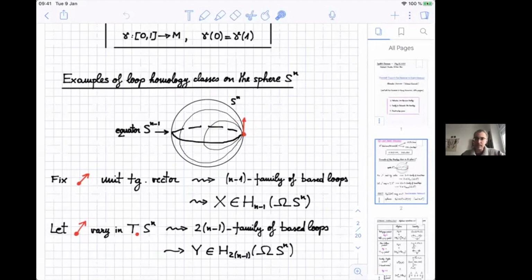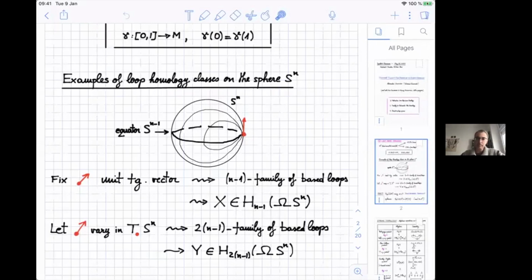This tangent vector determines a unique great circle, once you endow the sphere with a round metric. And there's an equator, S^(n-1), that is orthogonal to that great circle. Whenever you fix a point on the equator, that determines a unique plane that's orthogonal to the equator and passes through this point and the base point. That plane will determine on the sphere a based loop. So in this way, you see immediately appearing on the sphere an (n-1)-parameter family of loops. It's these, and so on and so forth. And this (n-1)-family of based loops determines a non-trivial homology class in the based loop space.